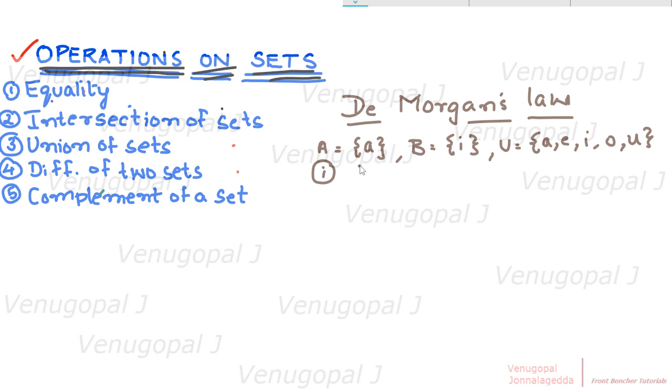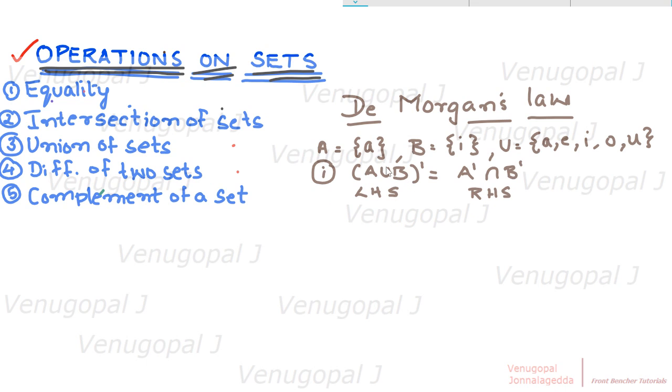It states that complement of A union B is equal to complement A intersection complement B. Okay, this is our LHS and this is our RHS. Let's see if it holds true.